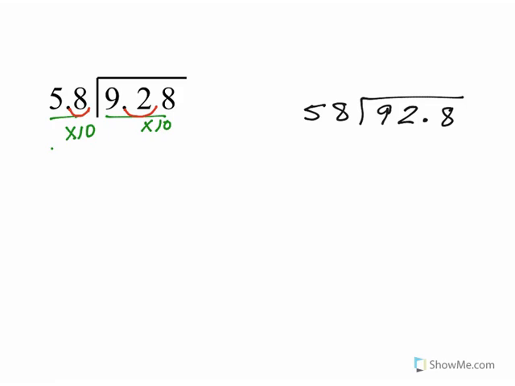I know I can get 1 group of 58 out of 92, and 1 times 58 is 58. Now, 92 minus 58 is 34. 34 is less than 58, so far so good. Bring the 8 down.